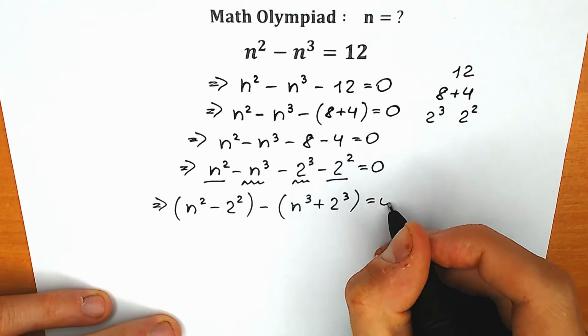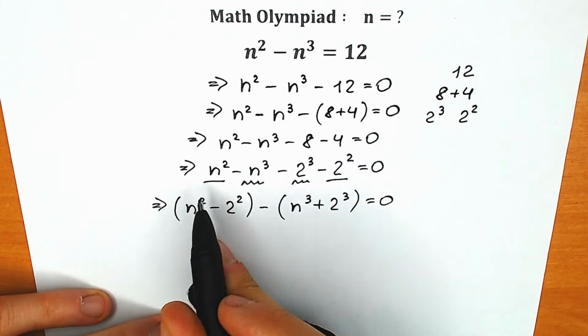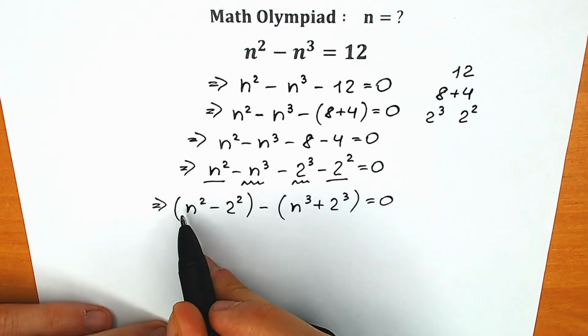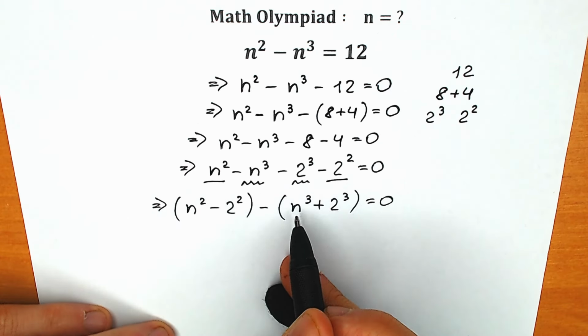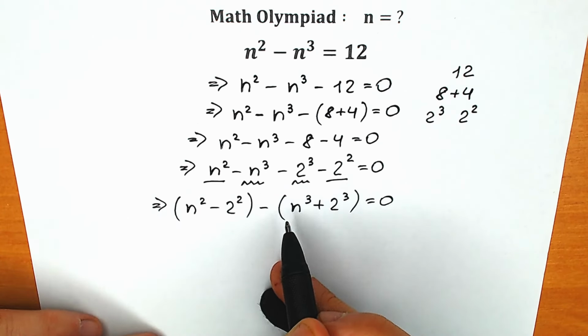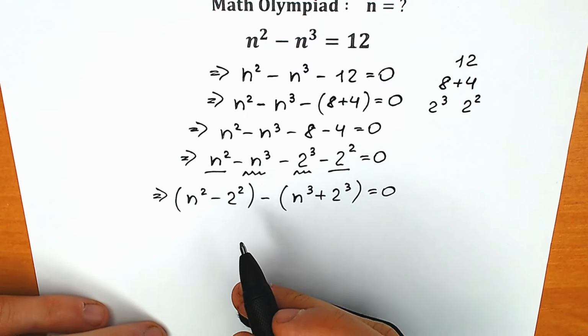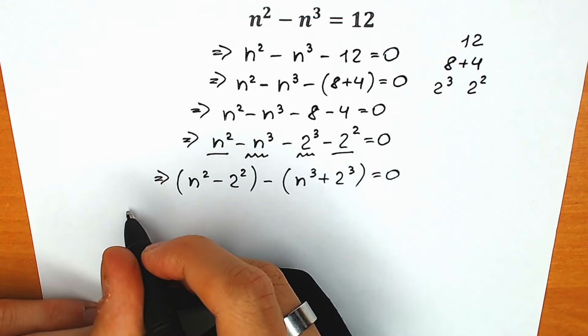And right now, let's see it from a different angle. What do we have in the first parenthesis? We have a difference of 2 squares. What do we have in the second parenthesis? We have a sum of 2 cubes. So these are our classic algebra formulas. Let's do it right now.